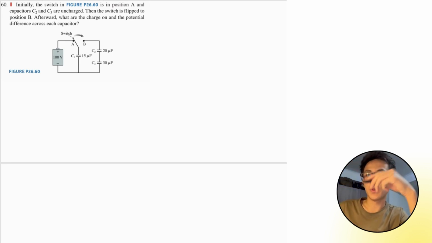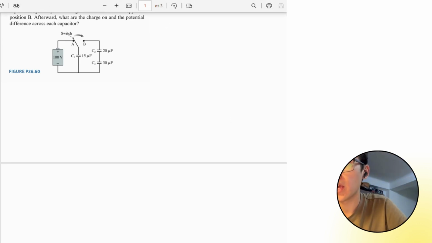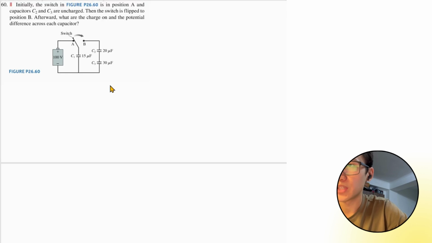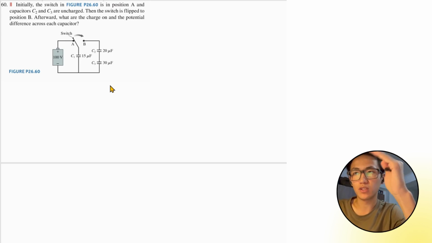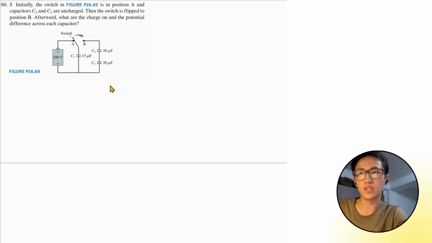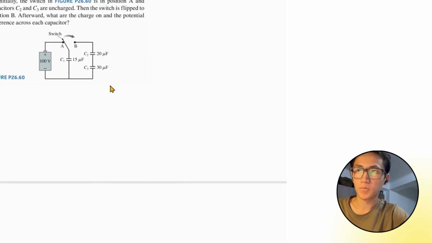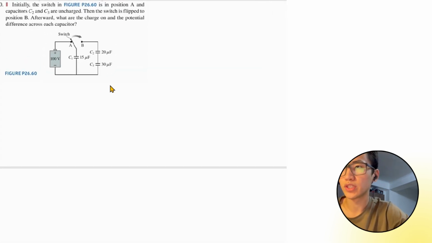Initially, the switch in this figure is in position A, and there are capacitors C1, C2, C3. Initially, C2 and C3 are uncharged, and then the switch, which is responsible for isolation of this circuit, is flipped to position B. Afterward, what are the charge on and the potential difference across each capacitor? So the problem is quite simple.